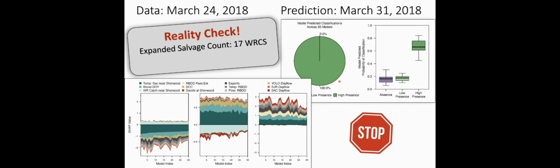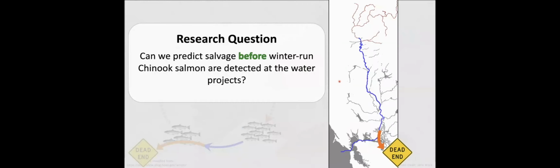Well, the expanded salvage count on March 30th, 2018 was in fact 17 winter run Chinook salmon for that day, which is a classification of high presence. So if we circle back to our research question, can we predict salvage before winter run Chinook salmon are detected at water projects? The answer is yes. A week out, this model is very successful at predicting what's going to happen at the pumps.